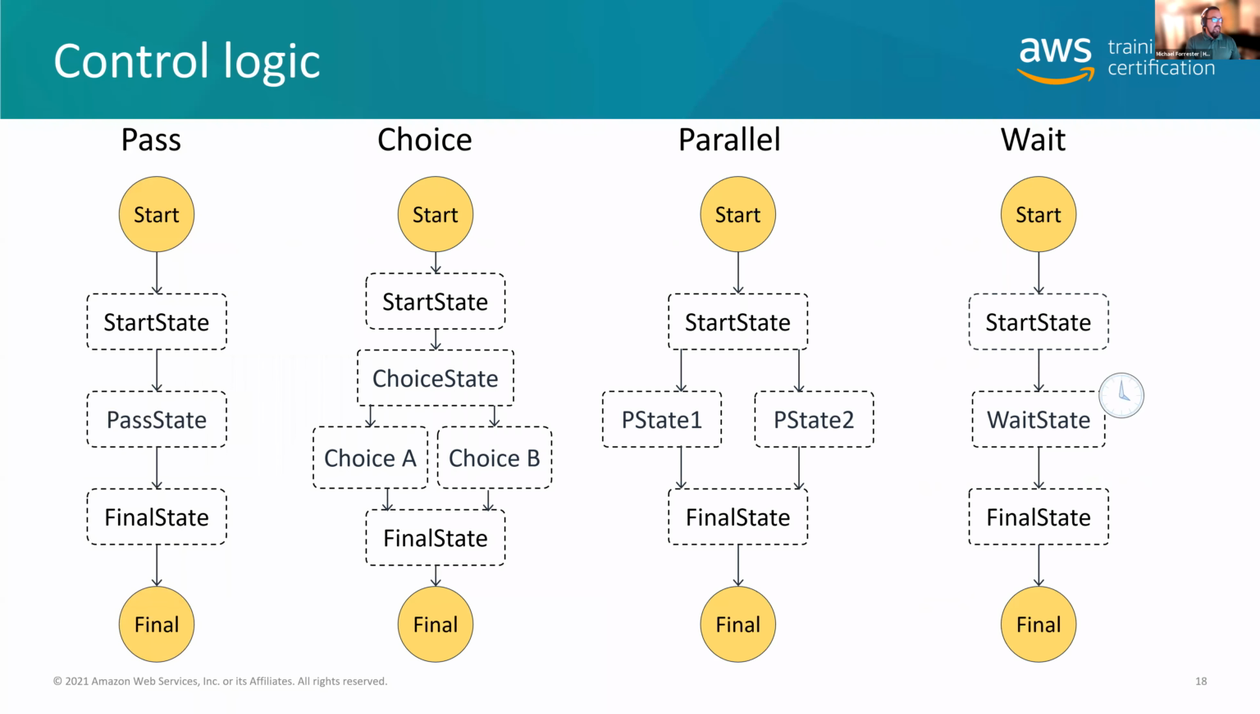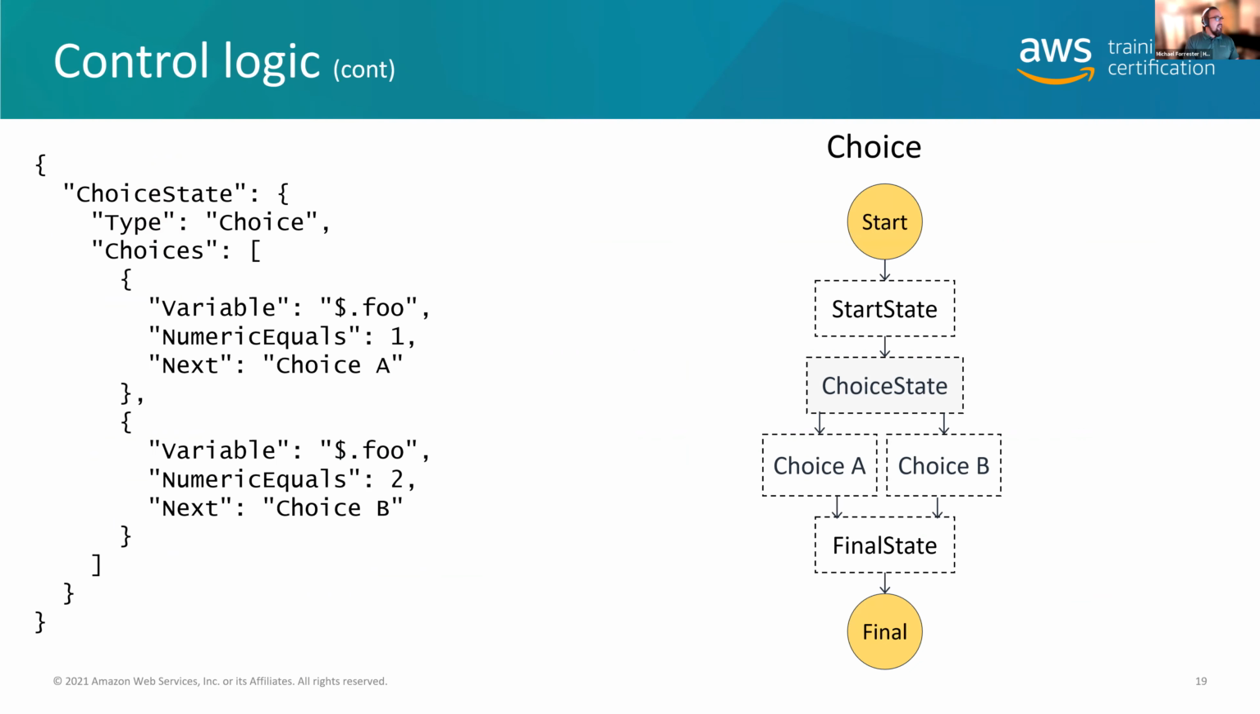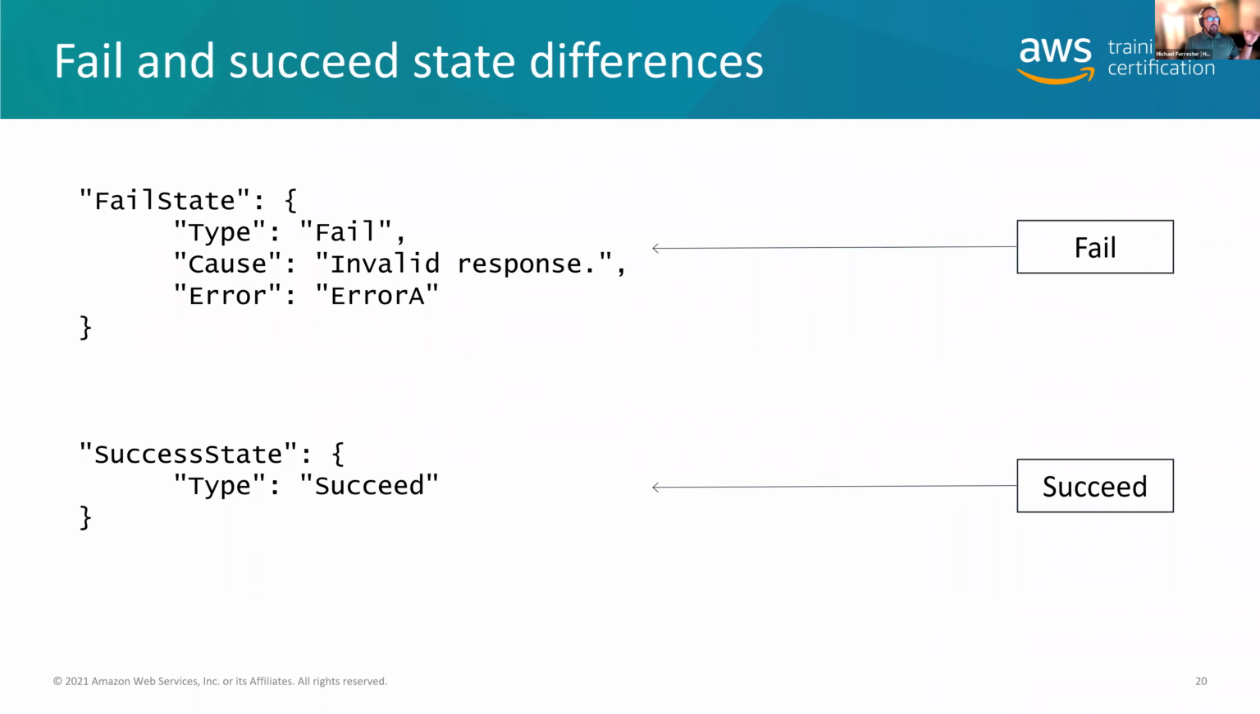And then we talked about the different types of control logic that are possible, including parallelism and choice and just pass through, and then kind of just waiting, like setting a pause, basically. Here was a breakdown of the choice state, and then we talked about the state differences of a fail type versus a succeed type, including the fact that you could throw errors or responses back, right?